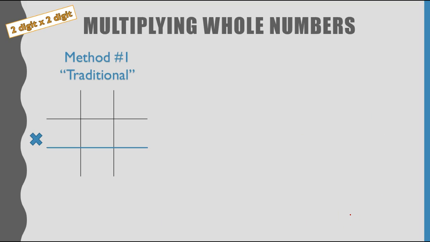So now let's look at what it would be like to multiply 2 digits times 2 digits. So we're going to start with our traditional method.